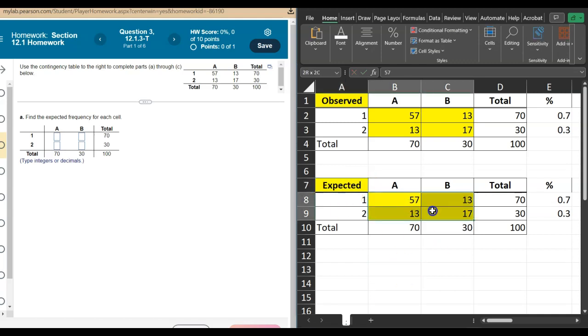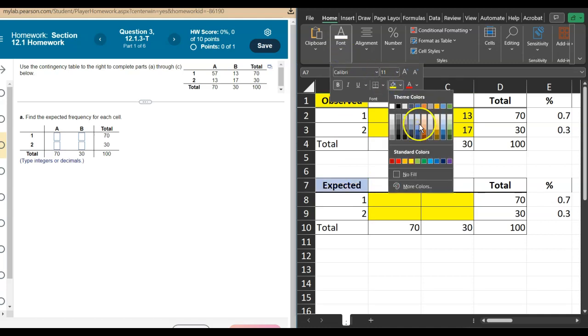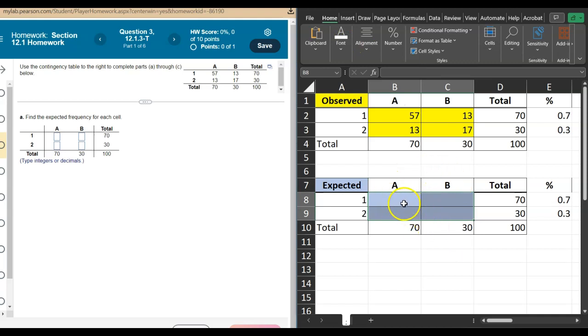I'm going to clear the values here and leave everything else. I might as well change the color to light blue. I'm looking for these 4 values over here, which is 2 by 2. So I click the equal sign and select the total of that column, which is 70 in this case, multiplied by the percentage that I calculated earlier, and that gives me 49.